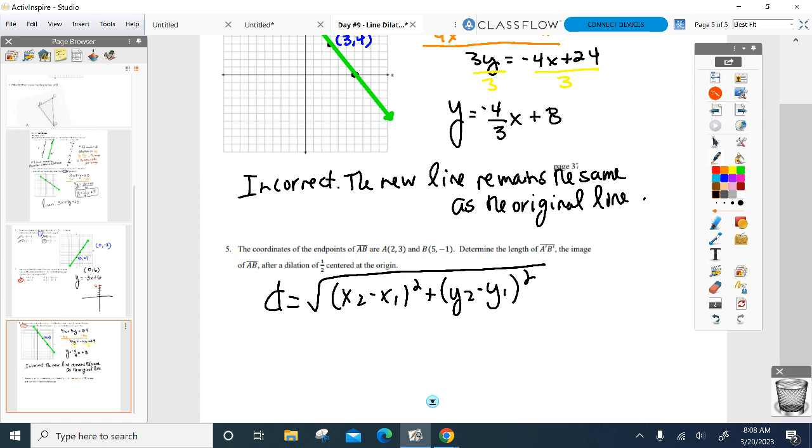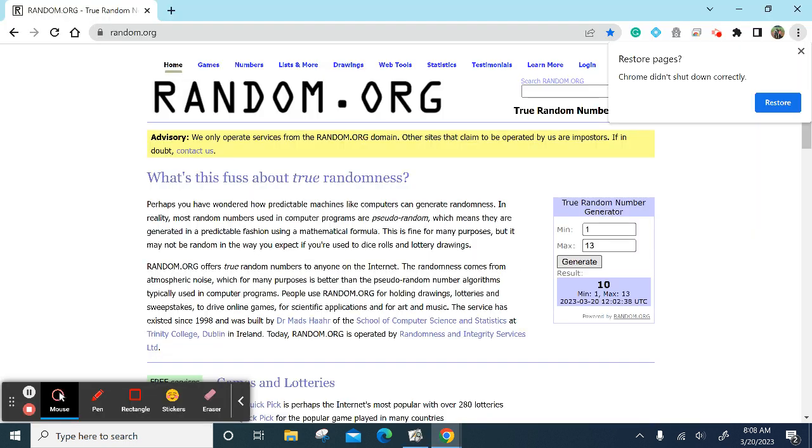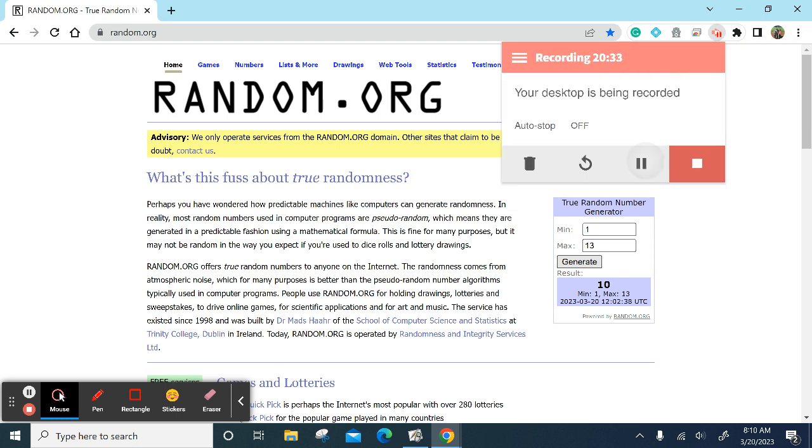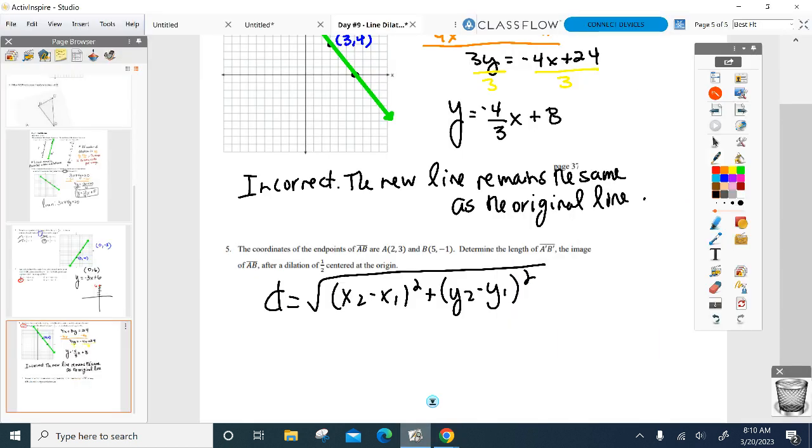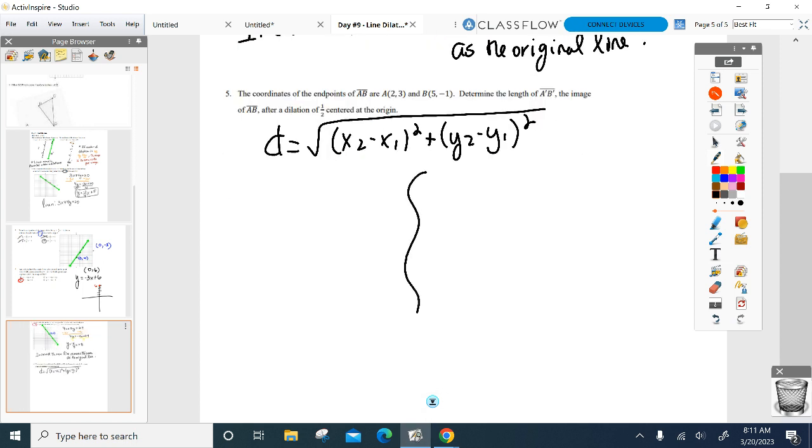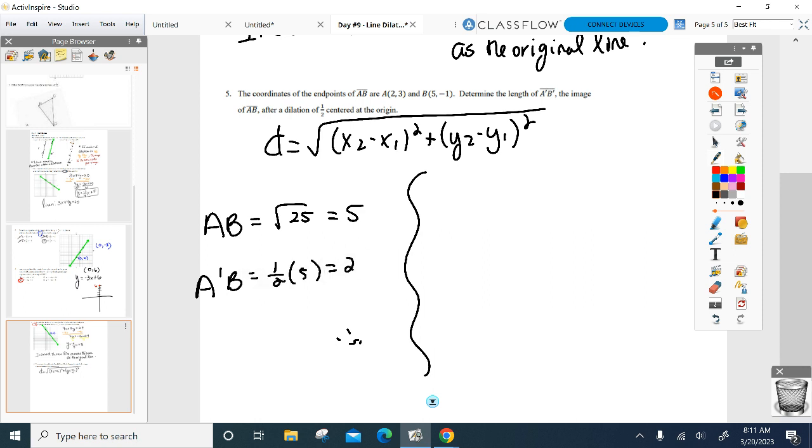We'll talk about the different methods here at the end. Okay, let's talk two different ways here. First way, you could have found the distance of AB. Use the distance formula. I believe that distance should have been square root of 25, or 5, length of 5. And then since it's being cut in half, A prime, B prime would have been half of that, or 2.5. So A prime, B prime had a length of 2.5.